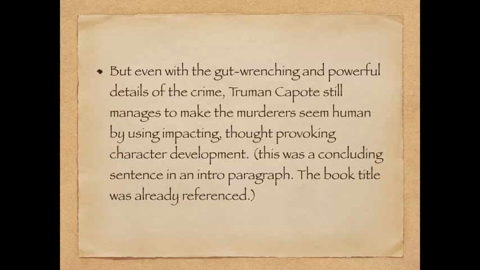Okay, so again, this is from In Cold Blood, and our craft elements here are thought-provoking character development, so characterization. Okay, so Capote is using characterization to make the murderers seem like human beings. And then the paper went on to explain how that worked, focused on characterization, and then the effect of characterization, making these cold-blooded killers seem to be quite human and accessible.